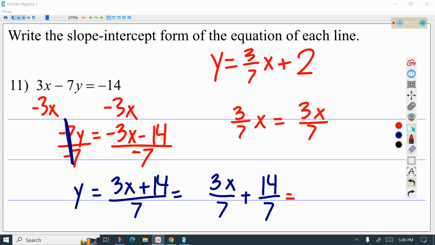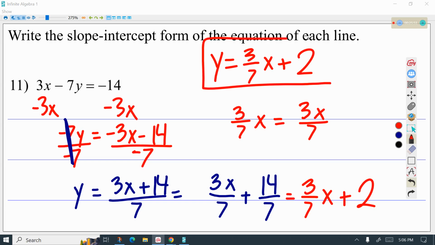So we have, in this case, 3/7 x plus 2. And that's our final example that I just wrote up here earlier to show you guys my point. All we did is really just take that x and put it on the side. And 14 divided by 7 is 2 because 2 times 7 is 14. That is the slope-intercept form.